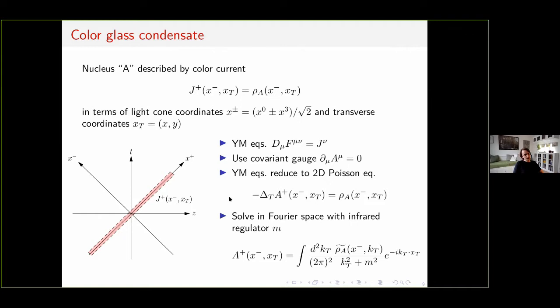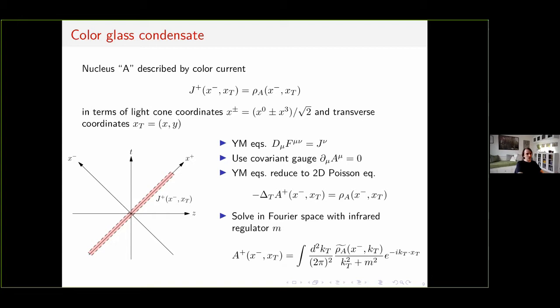What you can then do, at least formally, is solve this 2D Poisson equation, for instance, using Fourier transformations. And at this point, it's traditional to include an infrared regulator here, because you don't always know what exactly the zero mode is supposed to do here, or the low modes in the Fourier transform of the charge density. So it makes sense to regulate this with an additional regulator that you can then also play around with.